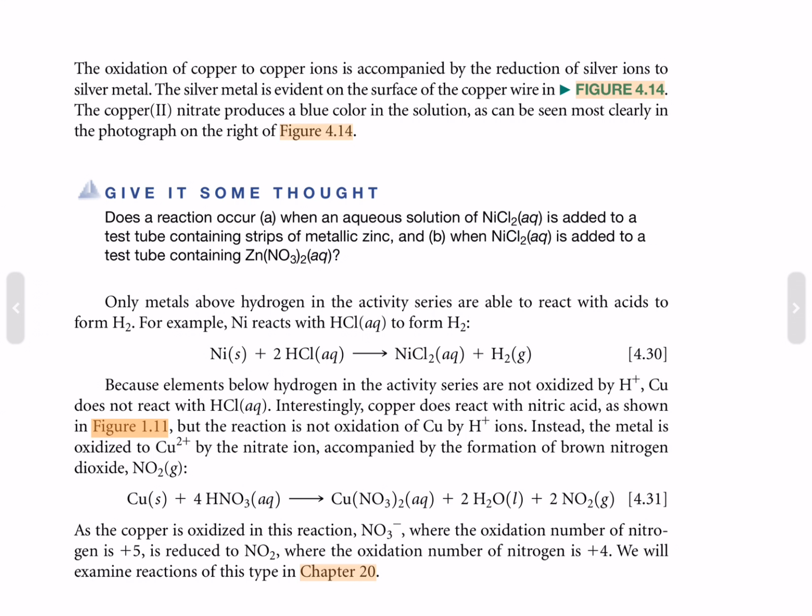Interestingly, copper does react with nitric acid, as shown in the figure, but the reaction is not oxidation of copper by hydrogen ions. Instead, the metal is oxidized to copper 2 by the nitrate ion, accompanied by the formation of the brown nitrogen dioxide gas. As the copper is oxidized in this reaction, nitrate, where the oxidation number of nitrogen is positive 5, is reduced to nitrogen dioxide, where the oxidation number of nitrogen is positive 4. We'll examine reactions of this type in Chapter 20.